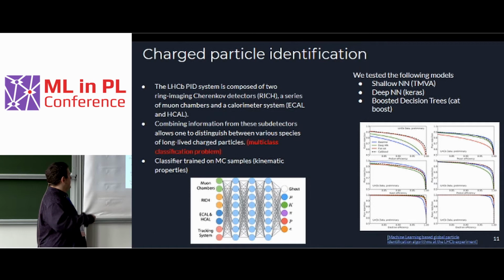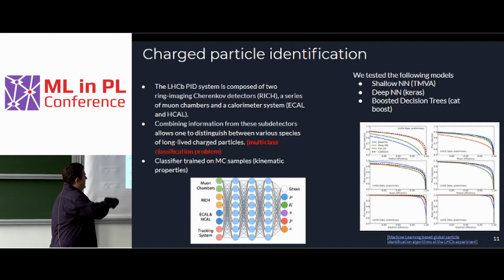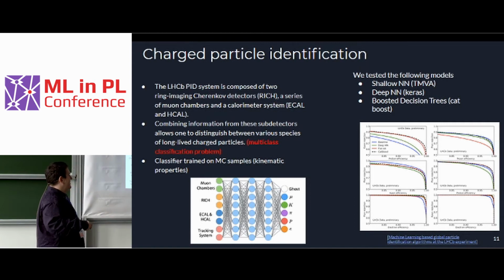Okay, so what do we have? We've got the input from each of these detectors, and we build a model. You can think of this like a black box, and we wanted to know the type of the particle. So this is a multi-class classification problem, which should be something really obvious for those who are working in machine learning.